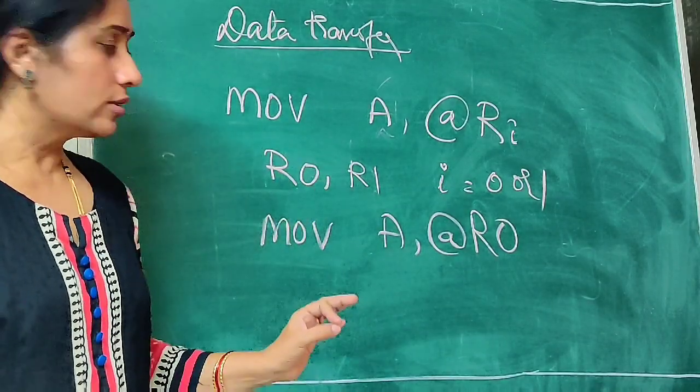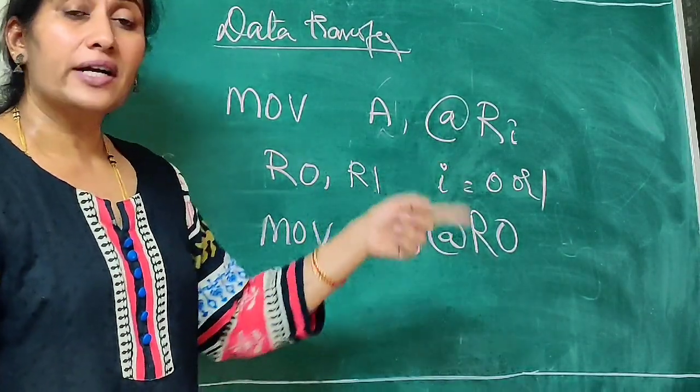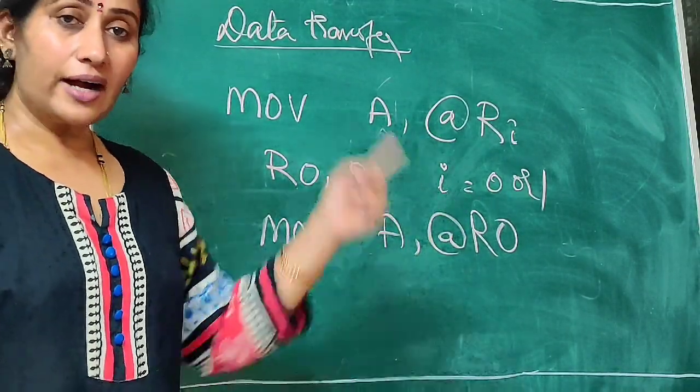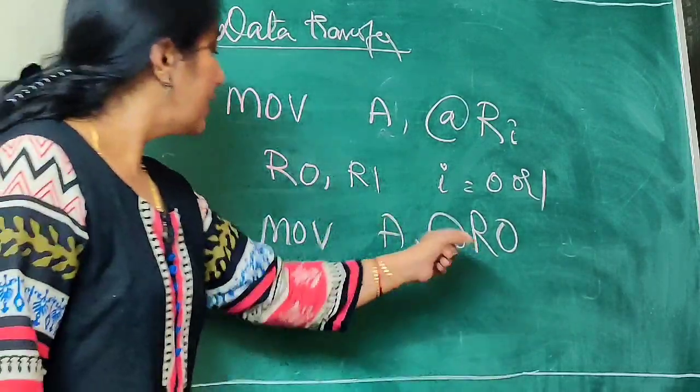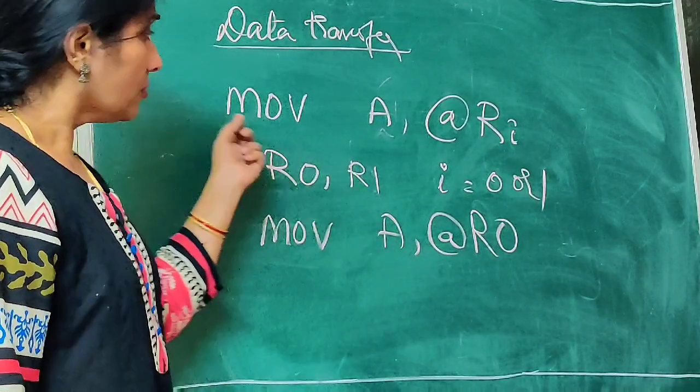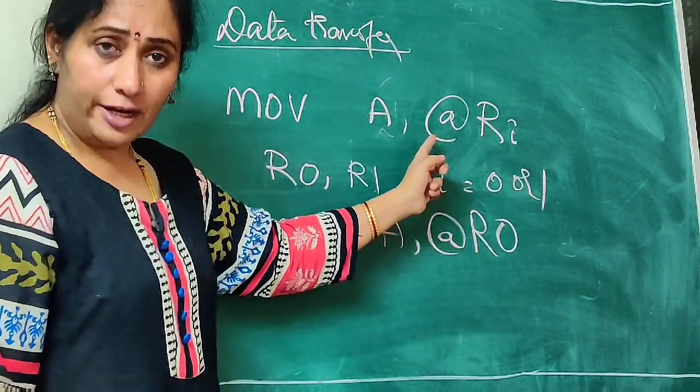To put it more simply, the content of Ri is an address. The content of that address is data. That data will be copied into the accumulator. So this is going to be the indirect addressing mode instruction.